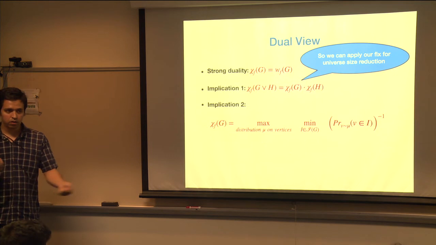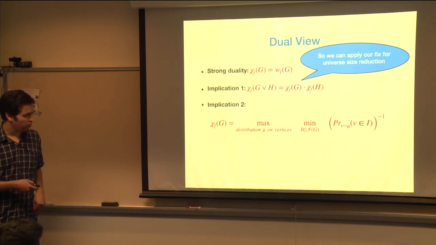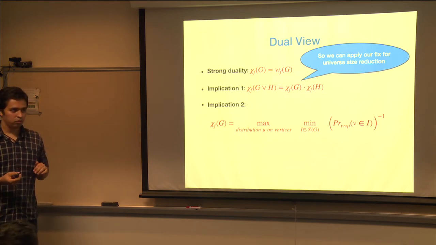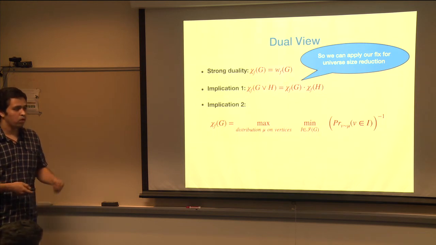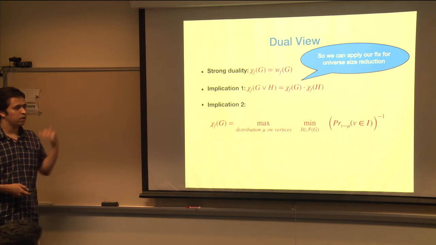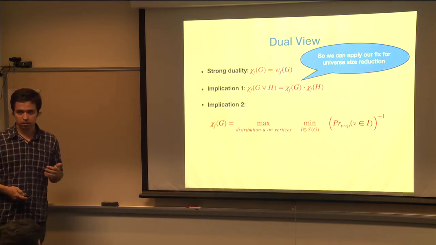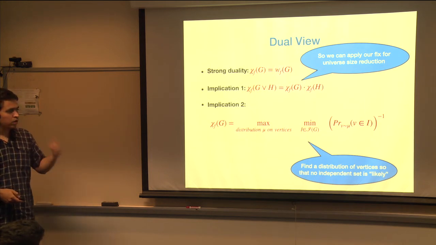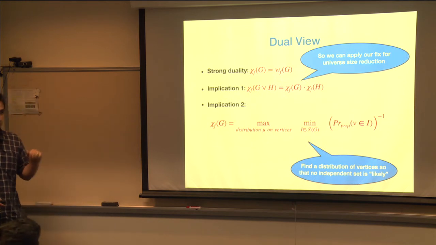Okay, so figure out any distribution, which is an assignment to the vertices of the graph. For any distribution, look at all the possible independent sets. What is the probability that if I sample a vertex according to that distribution, it belongs to this independent set? Think about it. Find the distribution so that no independent set is likely under that distribution.